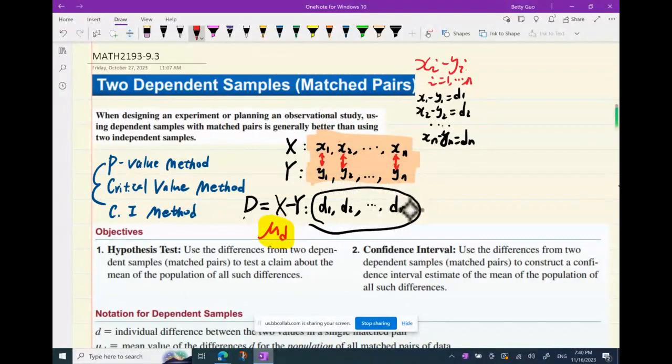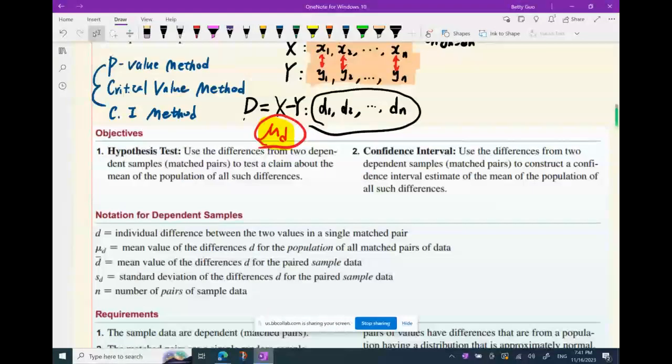Then we would have a sample with size n, and the values in the sample are denoted as d sub 1, d sub 2, d sub n, and that sample is the sample we use to test the claim regarding mu sub d. And what is mu sub d? Mu sub d is the population mean of the differences of the pairs. We have a formal definition for mu sub d right here, notation-wise.